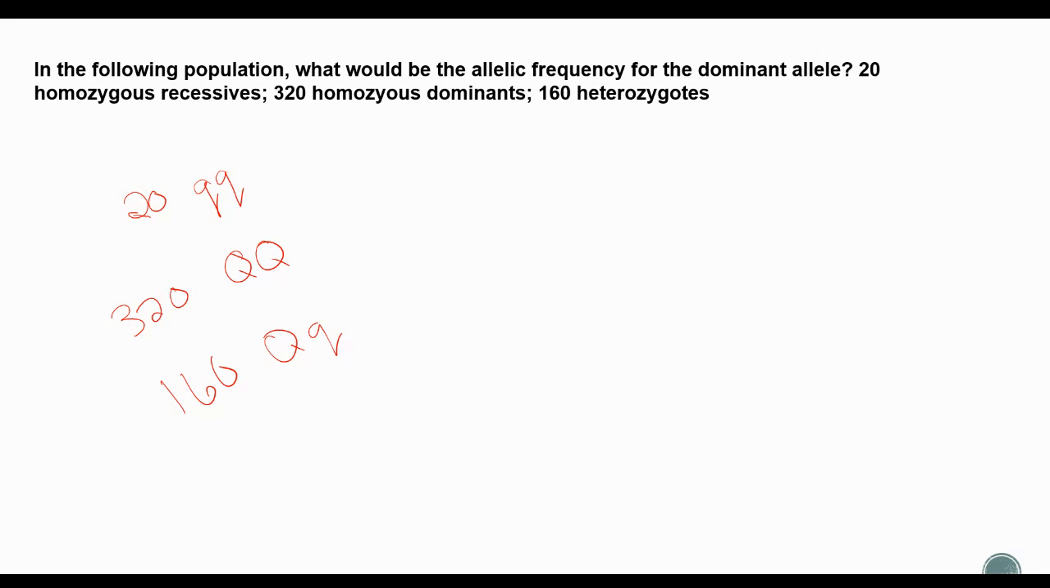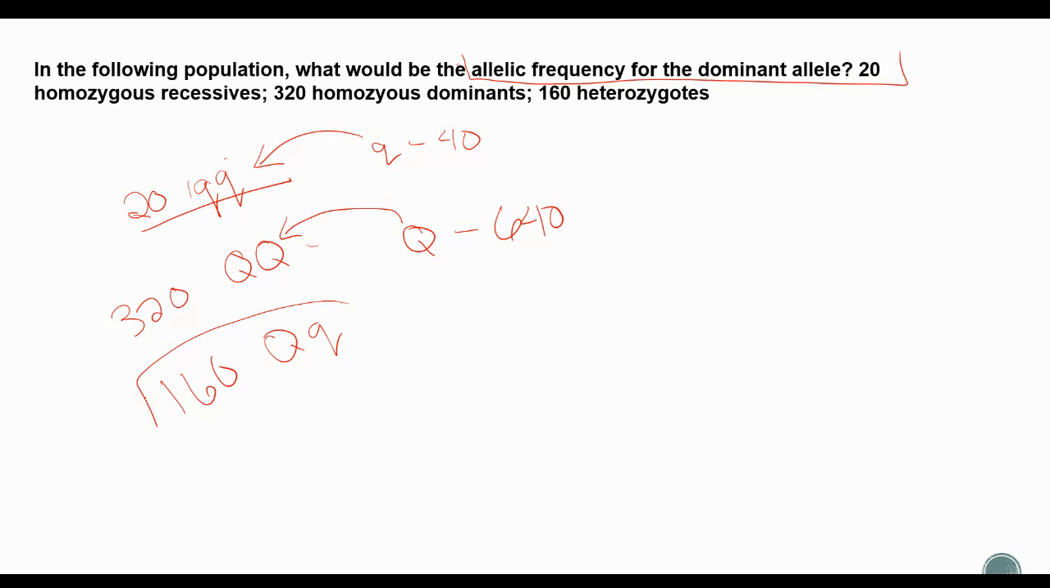So all we need to figure out if we want to know the allelic frequency is our total number of alleles and our total number of alleles of each type. If we have 20 individuals that are little q, that means we have 40 copies of that allele in these individuals. We have 20 individuals, they each have 2 copies, so 20 times 2 is 40. We can do the same thing with big Q. We have 320 times 2, which is 640. And again, that's only here. Now we have these heterozygotes.